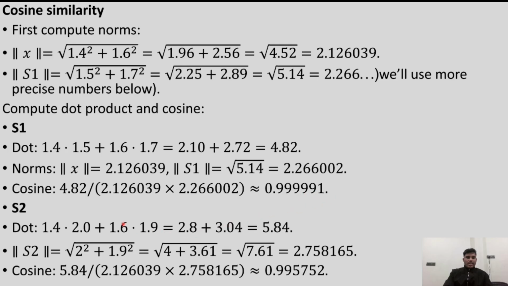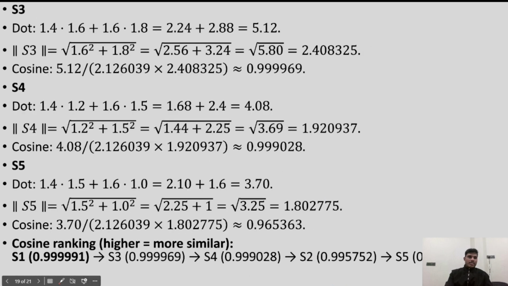0.9991, and for S2 we got cosine equals 0.995752. For S3, by applying the same formula, we got 0.999969, for S4 we got 0.999028, and for S5 we got 0.965363. Now cosine ranking: higher equals more similar, so S1 is highest. First is S1, then S3, then S4, then S2, then S5.